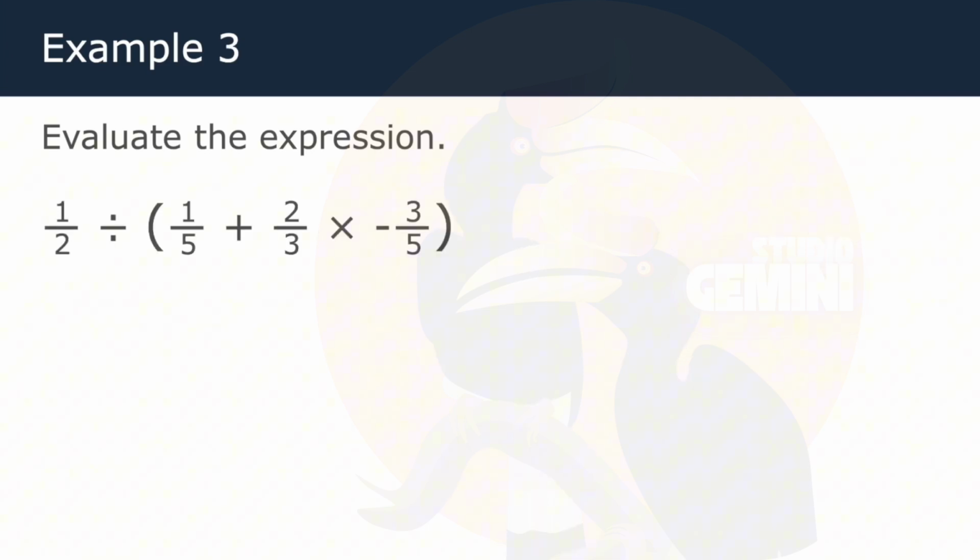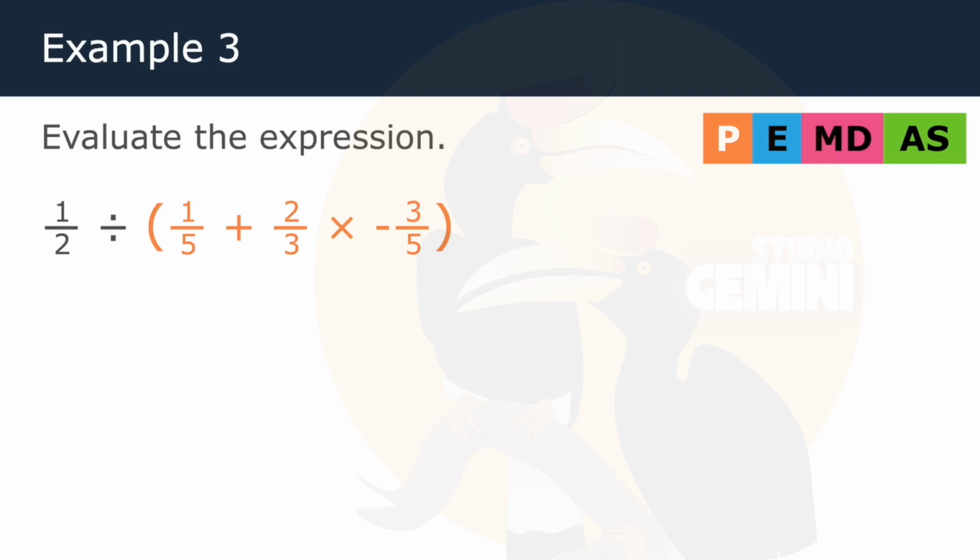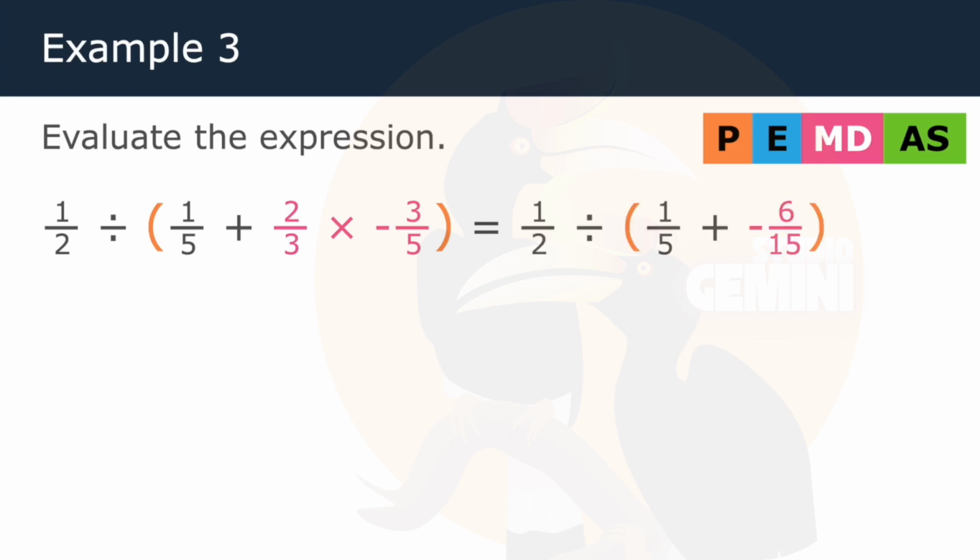Let's try another one. We'll follow the order of operations. In this example, we do have parentheses. That means we need to simplify the expression in the parentheses first. The operations inside the parentheses are addition and multiplication. The order of operations says to multiply before adding, so let's multiply. 2 times negative 3 is negative 6. 3 times 5 is 15. So we get negative 6 over 15.